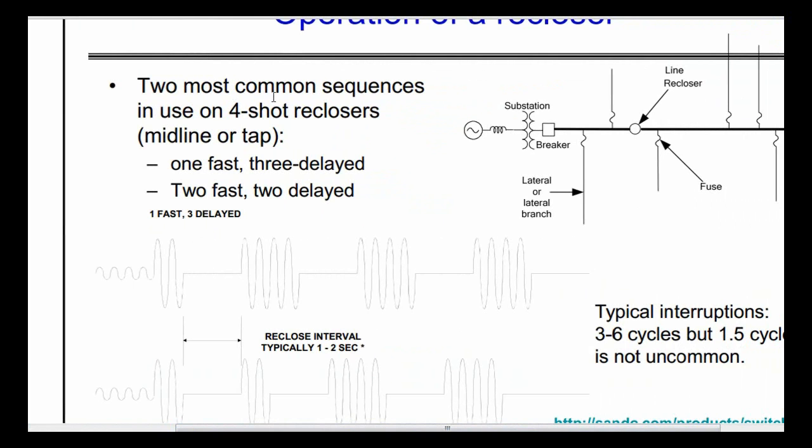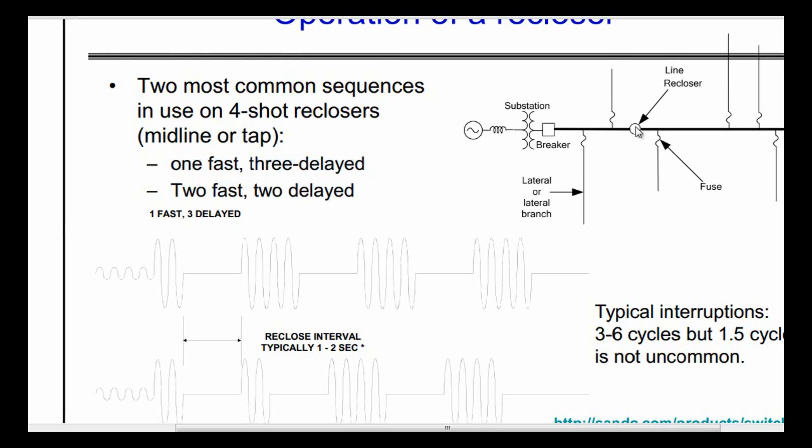There are two most common sequences in use on four-shot reclosers. It's called midline or tab. We might have one fast and three delayed operations. We might have two fast and then two delayed operations.